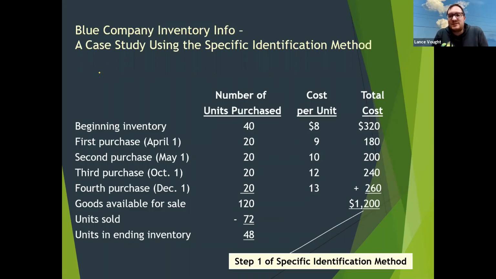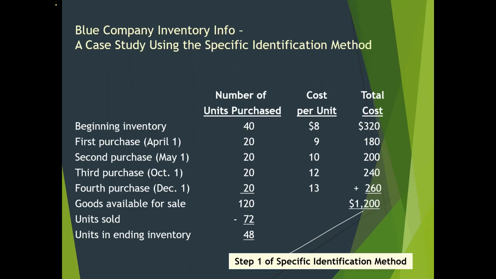So notice that the cost per unit changes every time you made a purchase. Outside of the beginning inventory, you made a consistent 20 unit purchase every buying period, but the cost per unit rose throughout the year. And that's where we get our variation in terms of our inventory calculations. If we do last in, first out, or weighted average, you're going to get different assessments of the cost of the inventory, and by extension, the cost of the goods sold.